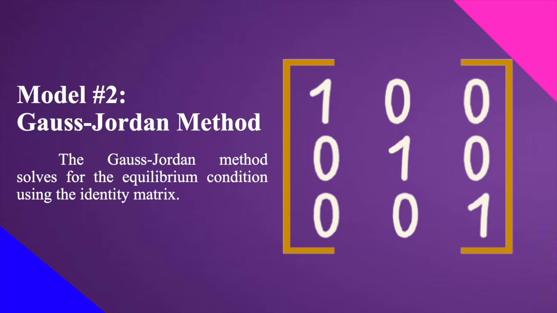An example for that is what we are seeing now sa ating PowerPoint presentation. This is a 3 by 3 matrix. As you can see, we have here 1, 1, 1 on our main diagonal and the rest is 0. So that is the identity matrix. Our goal here is for our data to become an identity matrix. Dapat maging ganito ang itsura niya sa dulo para mahanap natin ang equilibrium conditions na state.